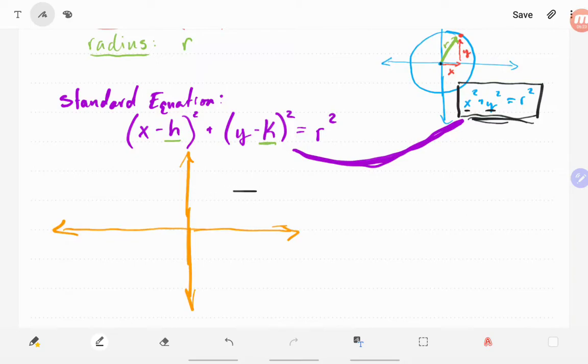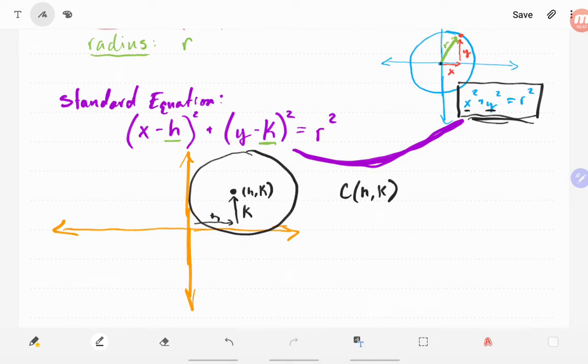All right, let's put it over here. This has a center at (h, k). This coordinate is (h, k), right? I've moved h units to the right, and I've moved k units up to find the center, right? And then I've got some radius, r. Okay, so if we want to plot anything using a standard equation, all we have to do is notice, well, where is my center and what is my radius?